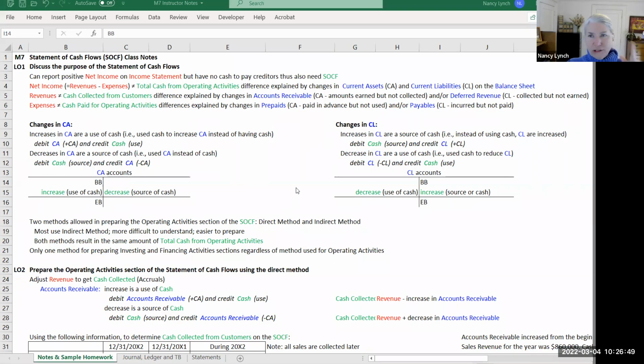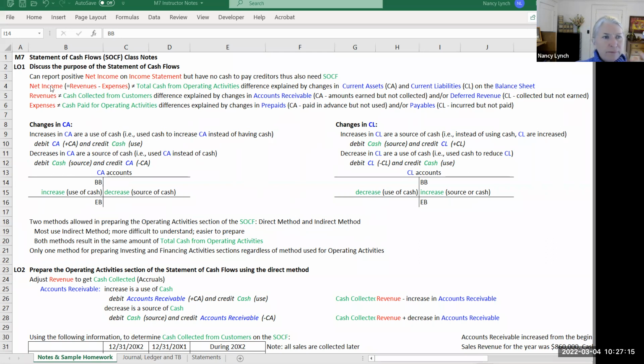Hi, in this module, in preparing a statement of cash flows, whether we prepare using the direct method or the indirect method. Again, there are two methods companies are allowed to pick from. We've been doing the direct method. The indirect method is a little harder to understand, or it's not as intuitive when you read it.